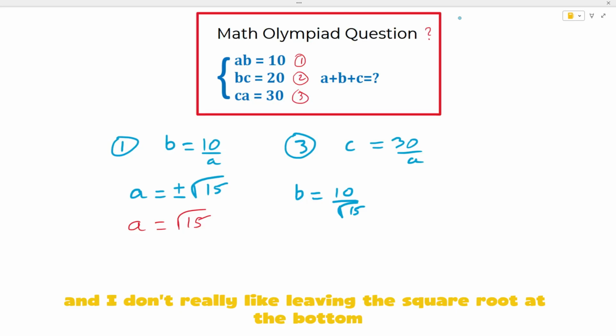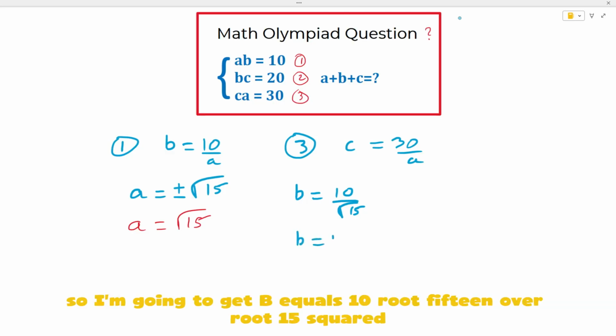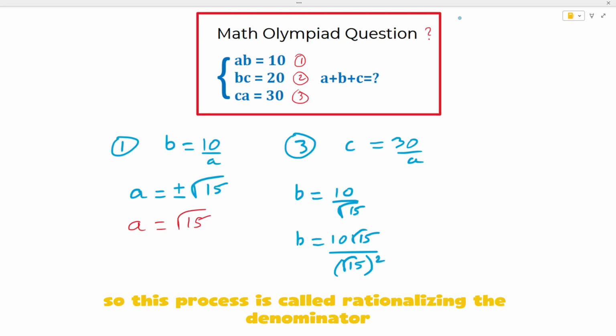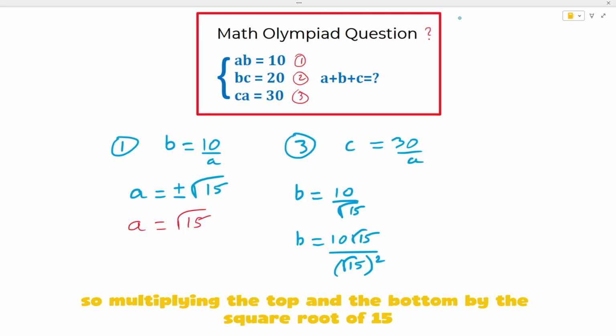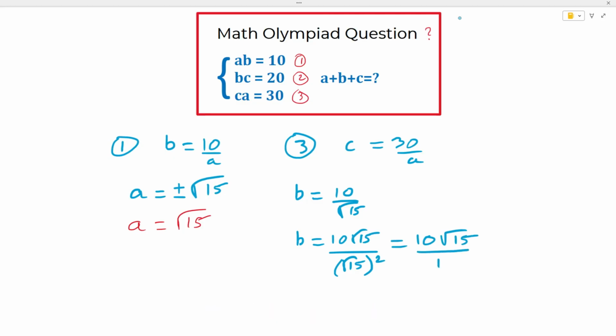I don't really like leaving the square root at the bottom because that's not how we do mathematics. We don't like to leave roots at the bottom of expressions. So I'm going to multiply the top and the bottom by root 15. I'm going to get b equals 10 root 15 over root 15 squared. This process is called rationalizing the denominator: multiplying the top and the bottom by the square root of 15 to get rid of the root at the bottom. And I end up with 10 root 15 over 15.